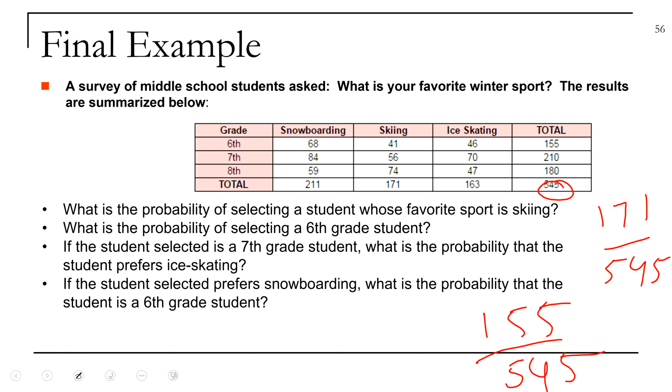And then what are the next two? The next two are conditional probabilities. If the student's a 7th grade student, what's the probability that the student prefers ice skating? If the student selected prefers snowboarding, what's the probability that the student is a 6th grade student? I'll post the solutions to this so you have it. But again, this stuff is mechanical at this point. It should not be that difficult to figure this out.